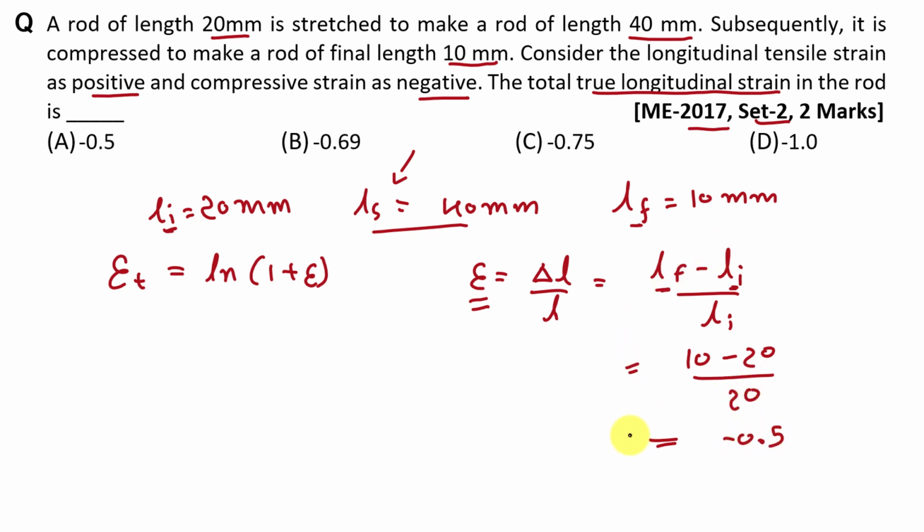Now we have the value of engineering strain, and now we will put this value in this equation. So it will be ln into bracket 1 minus 0.5. So finally it will be ln 0.5. And if you calculate ln 0.5, then it is option B, minus 0.69. So our answer is option B. And this simple question is for 2 marks. So I hope that you understand. Here it only matters the final length and initial length. We don't have to consider the intermediate length. Fine.